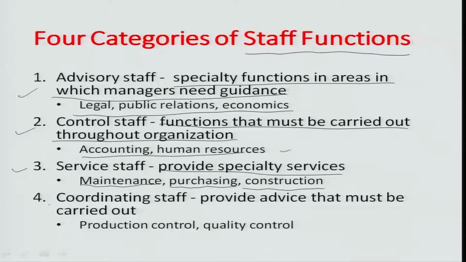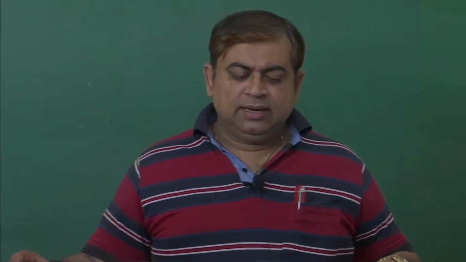And there could also be coordinating staff which would provide advice that must be carried out. Maybe, let us say, when we talk about PPC, production planning and control, or maybe quality control, these are the people who would not be associated with the value chain directly, but in an intangible manner their presence is mandated by the various stringent norms that the market would define, or various norms that even the proper working mode of an organization would define. And so, these are the different categories into which staff functions could be divided.